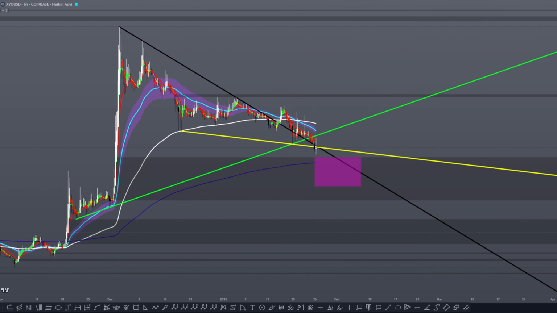In this video I'm going to be going over some updates for XYO, but nonetheless, to get it started, the first chart that I want to talk about here is the 6 hour. I want to go over these trend lines, some of which I already touched on in the last video. Here we see the descending resistance.